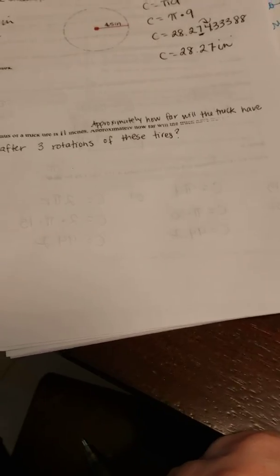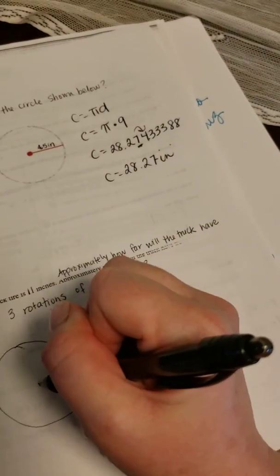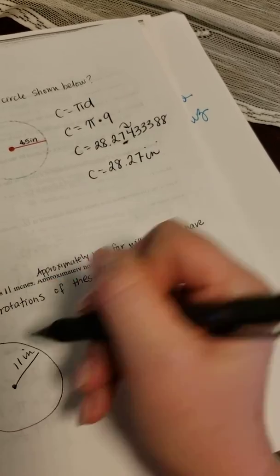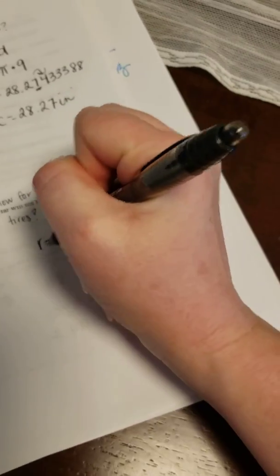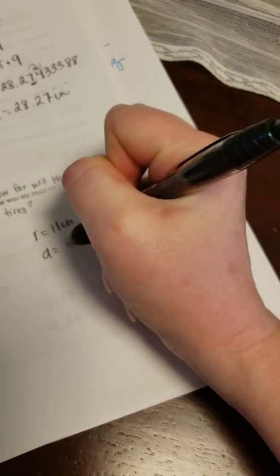Okay, last one. This is a word problem where they don't ask you for area or circumference. It's something that you need to figure out. It says the outside radius of a truck tire is 11 inches. Approximately how far will the truck have traveled after 3 rotations of these tires? So if you imagine you have a radius that's 11 inches, that makes the diameter how much? The diameter would be 22.